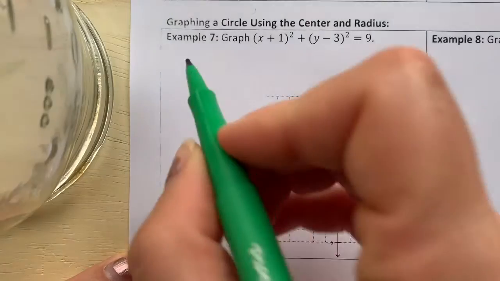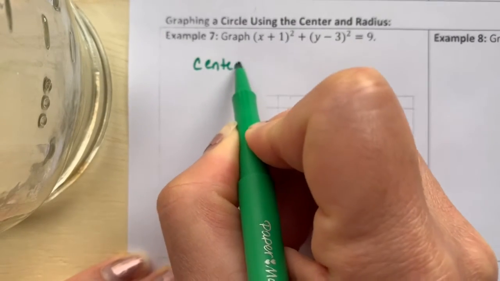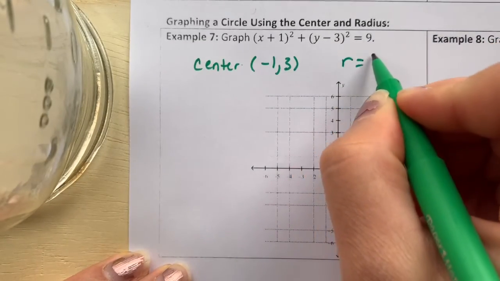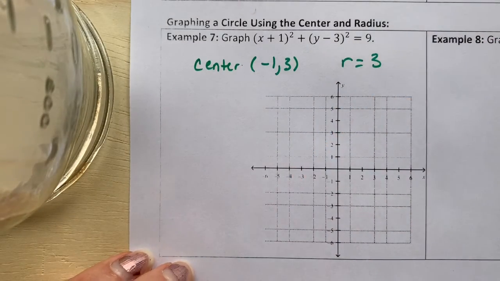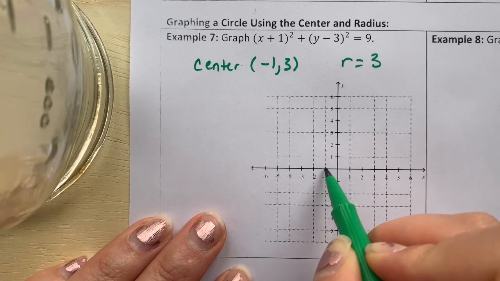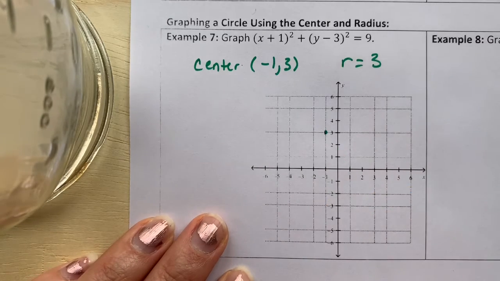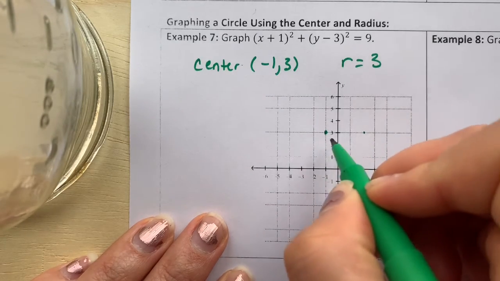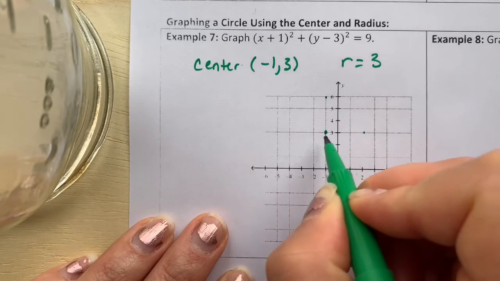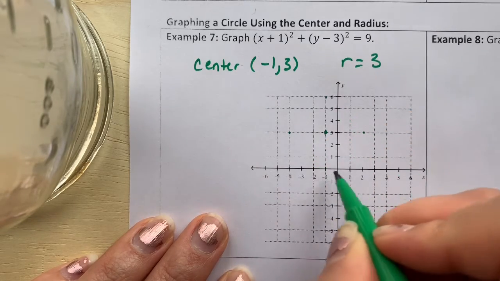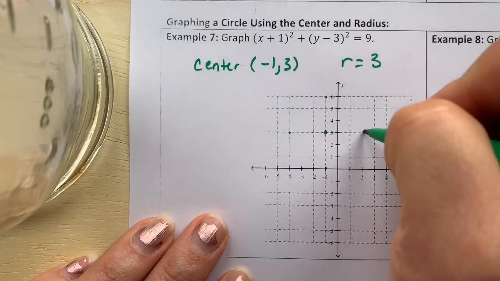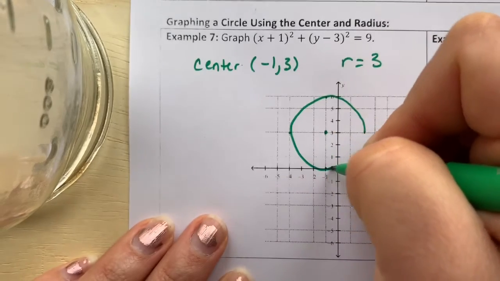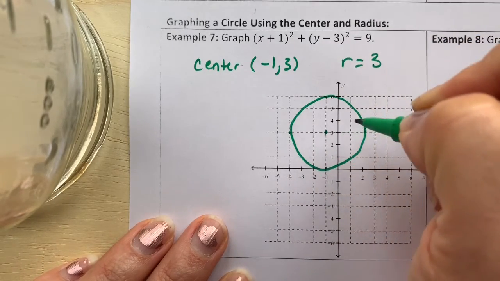So we've already discovered that my center is going to be at negative 1, 3, and my radius is going to be 3. So to graph this, first I'm going to plot my center at negative 1, 3. With a radius of 3, I'm going to just put a dot 3 over, up, over, and down, and attempt to make a circle with a radius of 3 around what I already know my center to be.